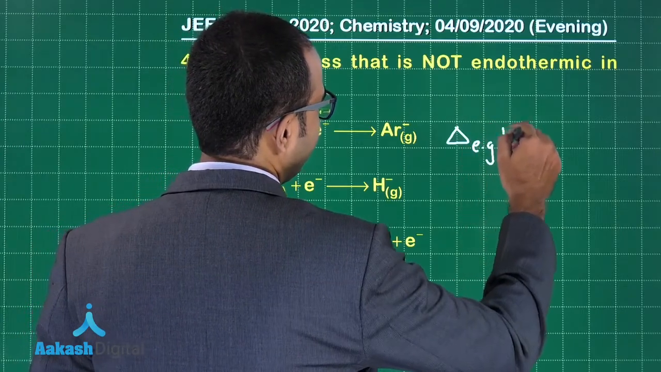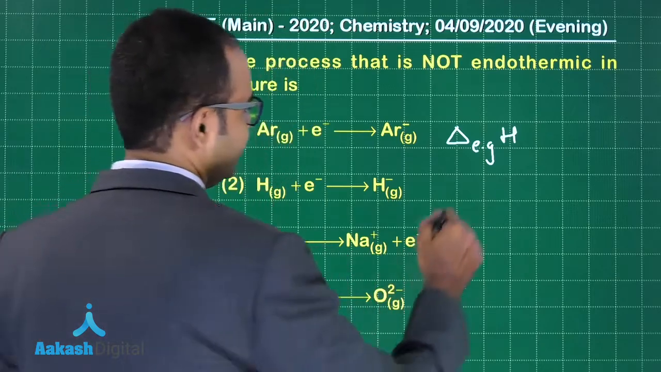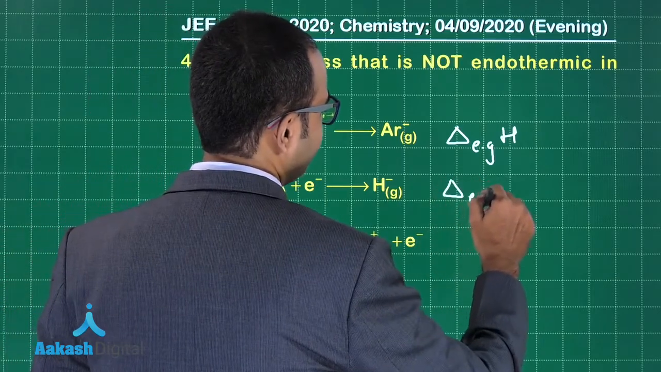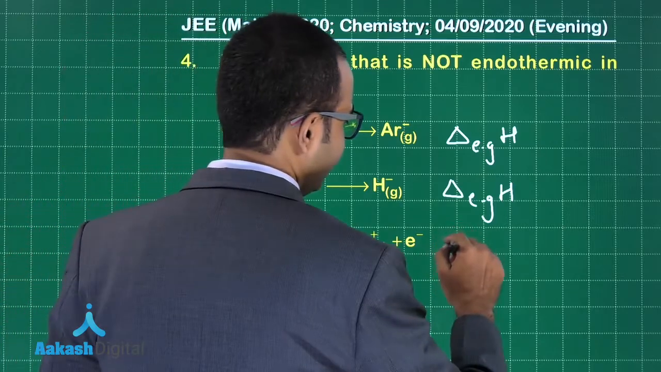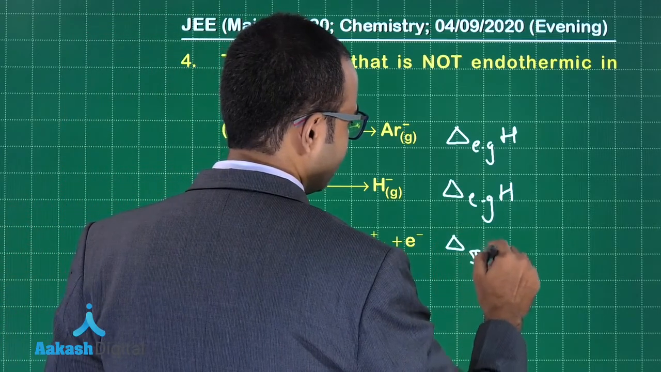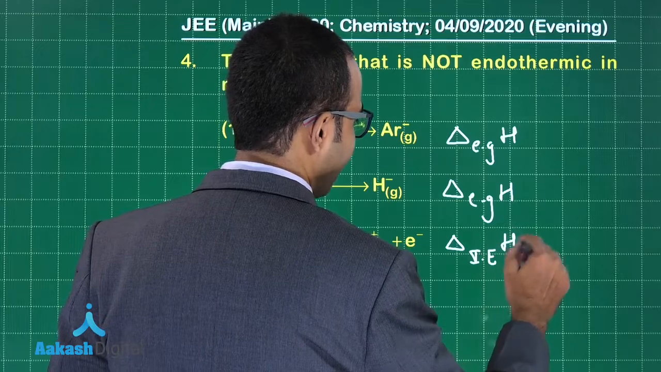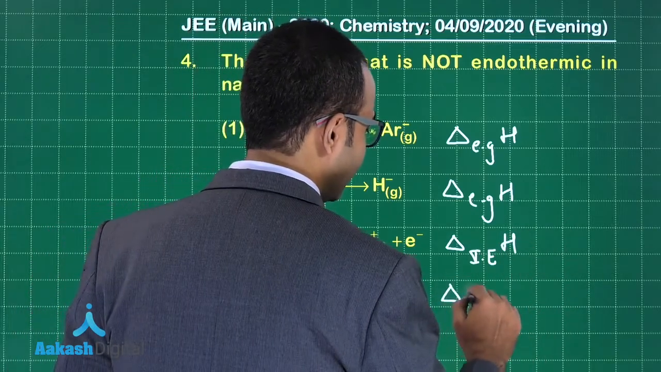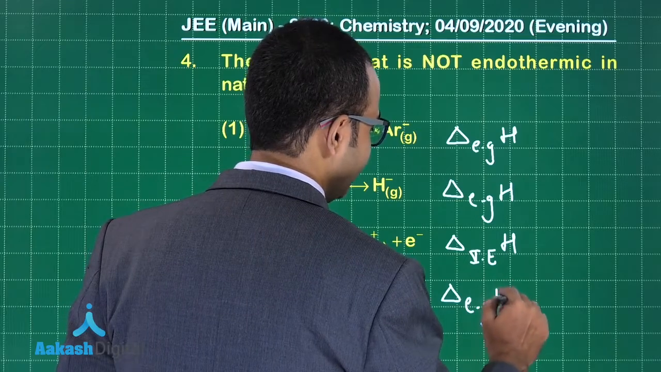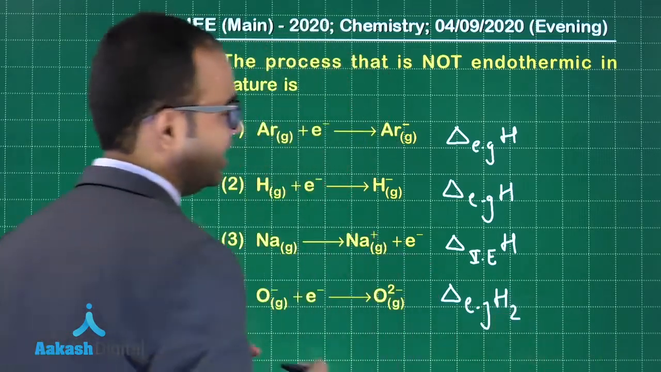it's talking about electron gain enthalpy. The second is also talking about electron gain enthalpy, right? The third one is ionization enthalpy. Fourth one is the second electron gain enthalpy, guys.